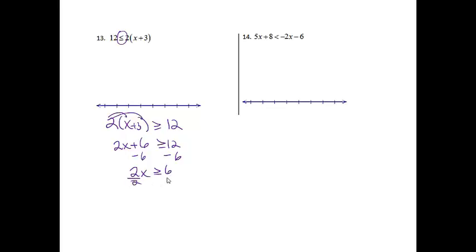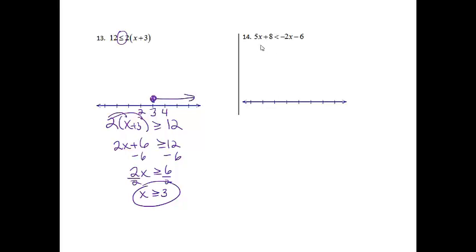And then we'll divide both sides by 2. We'll get x greater than or equal to 3. And we didn't have to switch the way that the inequality was going because we did not divide by a negative. So now I'm going to go to 3. We'll have 4, 2. I will have a closed circle at 3 because there is a line underneath the inequality showing that it can be equal, and greater than points to the right.